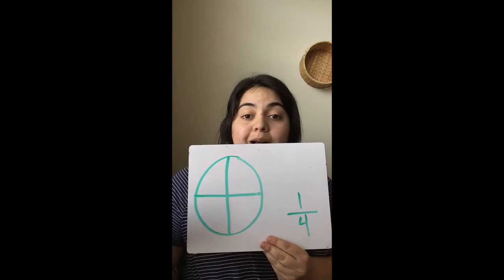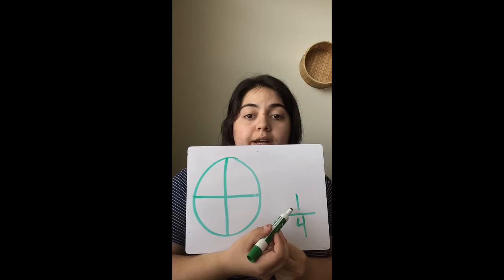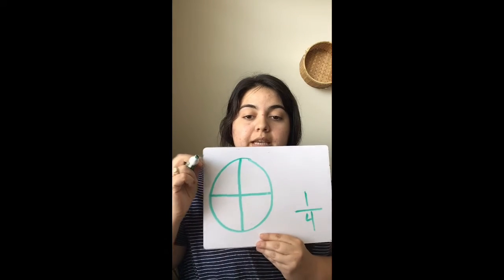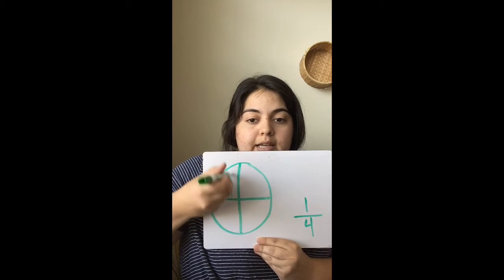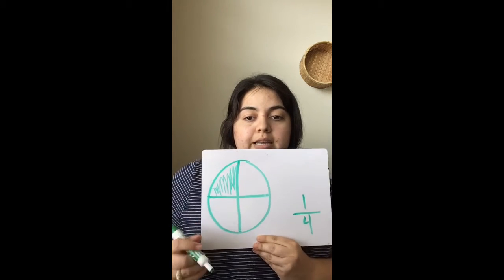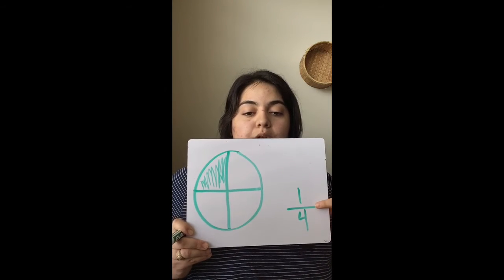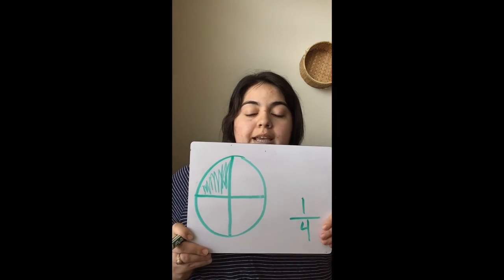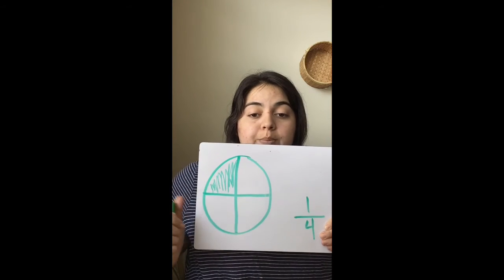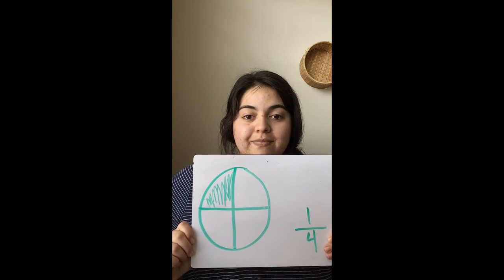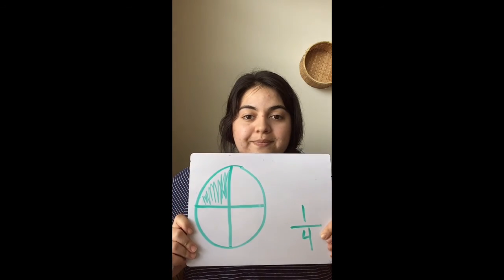Now we need to see how many parts we need to shade. Our numerator says 1. So I'm going to come over here and take one of my 4 equal parts and shade that in. And again, you can make it look perfect. So we have 1 over 4 for our number fraction, and we have 1 of our 1, 2, 3, 4 pieces shaded in. So that's how we translate a number fraction into a picture fraction.